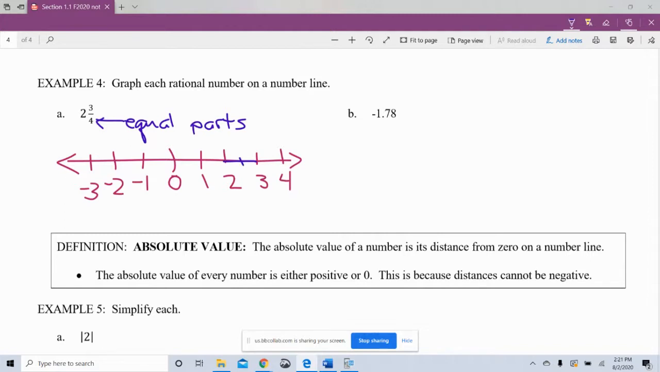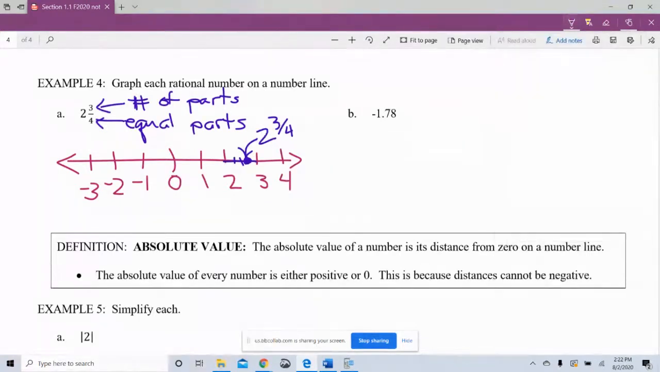And so I'm going to just put in a couple little tick marks here. There, you can see them. So there's 1 space, 2 spaces, 3 spaces, 4 spaces here. So this unit from positive 2 to positive 3 is divided up into 4 chunks. But I need 3 of those equal parts. So it's the number of parts that I'm going to take that is up on the top. And so I need 1 part, 2 parts, 3 parts. This one right here, this is where 2 3/4 is located. Okay? All right, let's do that one more time.